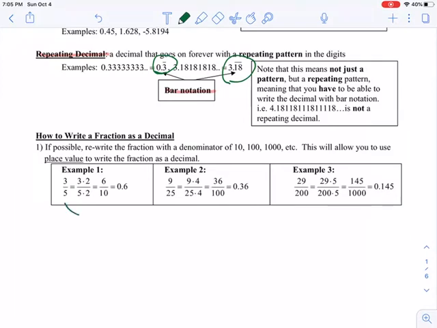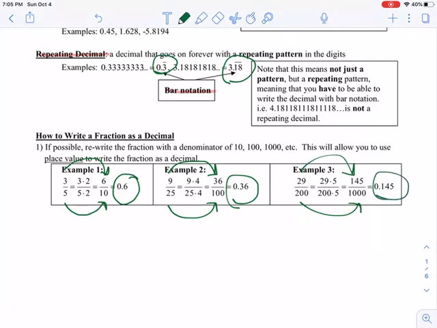So if you look in the first example, you can get 5 to 10 by multiplying by 2. So 3 times 2 is 6. 6/10 is written that way. In example 2, you can get 25 to 100 by timesing by 4. 9 times 4 is 36. 36 hundredths is written like this. And in example 3, 200 to 1,000 is times 5. So 29 times 5 is 145. 145 thousandths is written like that.